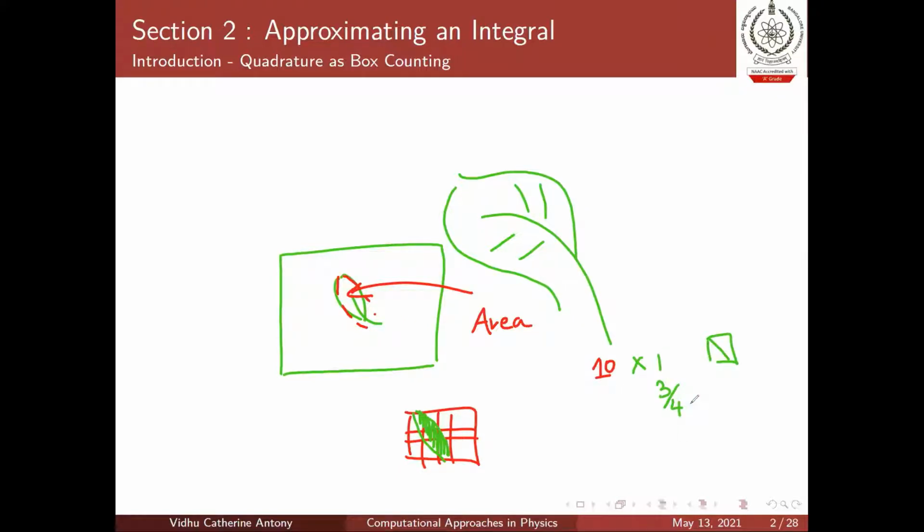If approximately half of a square is covered, we would count it as 1 by 2. And if it's less than that, we would count it as 1 by 4 or not count it at all. So let's say you have 10 whole squares, 8 squares that are 3 by 4 covered, 2 squares half covered, and 1 square quarter covered.